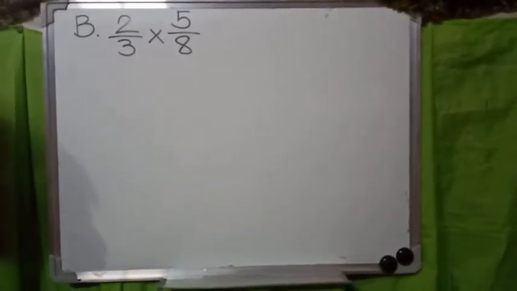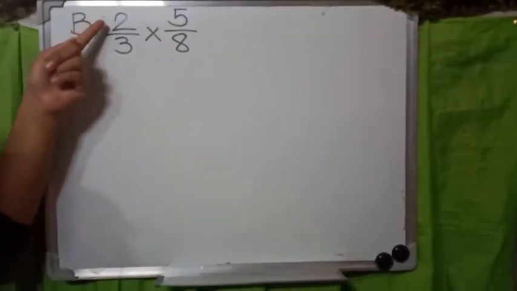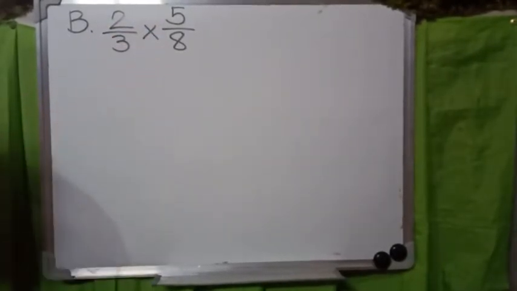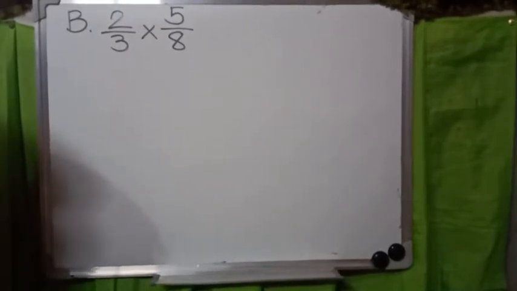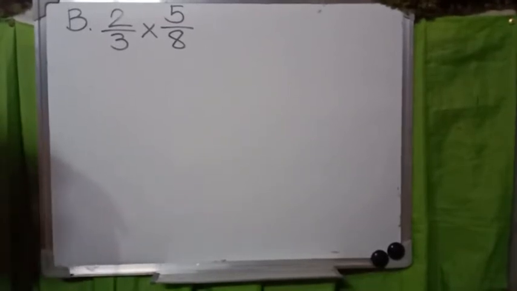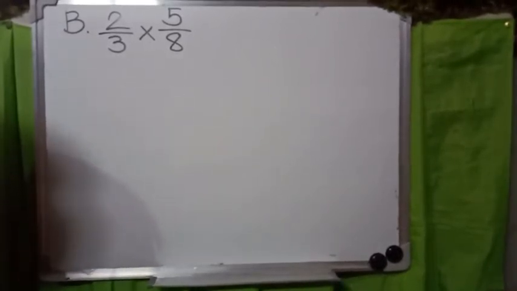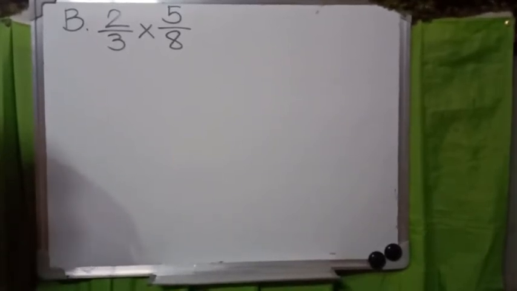Okay, now that we are done answering letter A, we will proceed to letter B. In letter B, we have 2/3 times 5/8. What is the first thing we need to do? Okay, very good. We need to create rectangular strips to get our answer. Now, I want you to pause the video and answer it in your notebook. Then after that, we will check your answer.